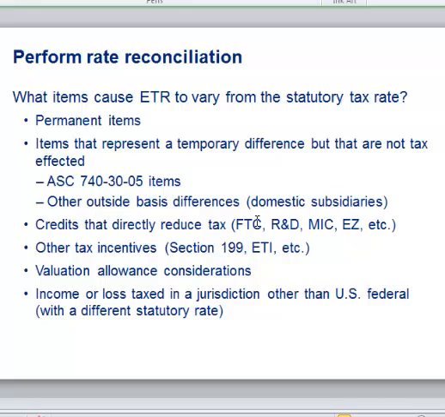I have a question about the perform rate reconciliation. I understand that the items that cause the ETR to vary are the permanent items, but the second bullet that says items that represent a temporary difference but are not tax effective, what does that mean? I know the words, but what does it mean? Can you give an example?